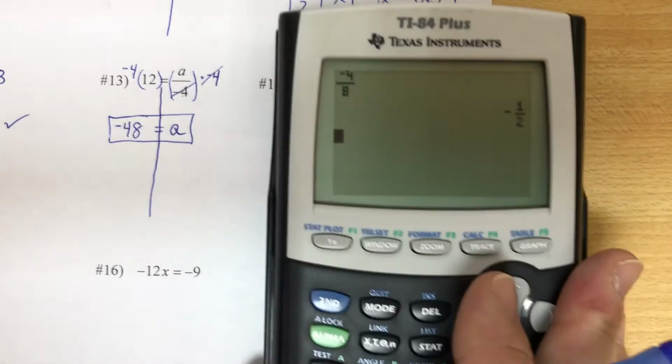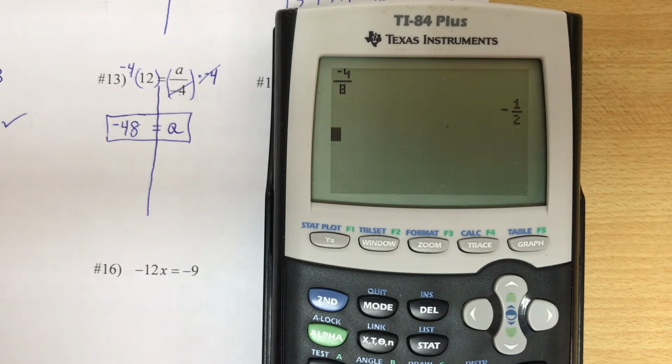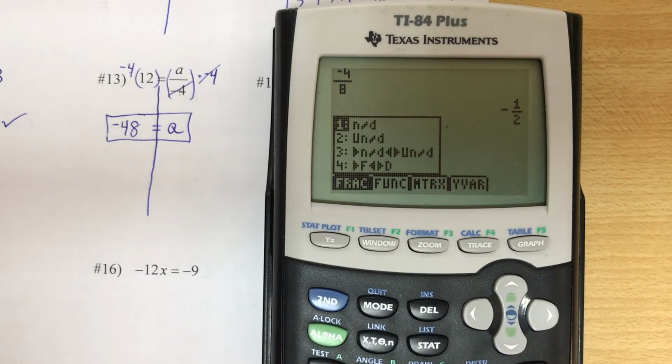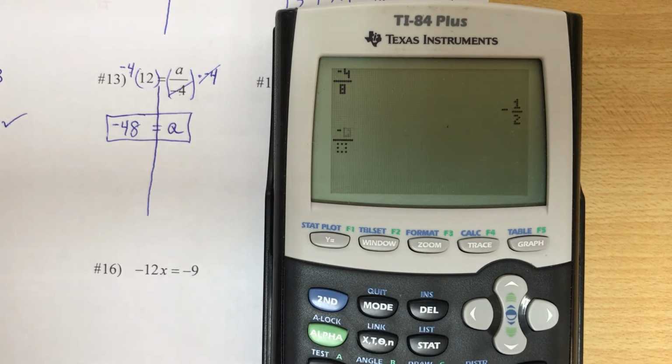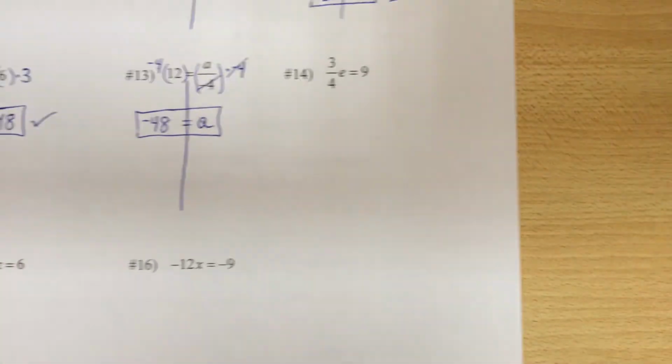Okay, check. I can check with the calculator. So if I take my a value, which was -48, that was my answer, and we were dividing, this is the right side, divide by -4, we should get the same thing on the left, which is 12, and we do, so we know it is correct.